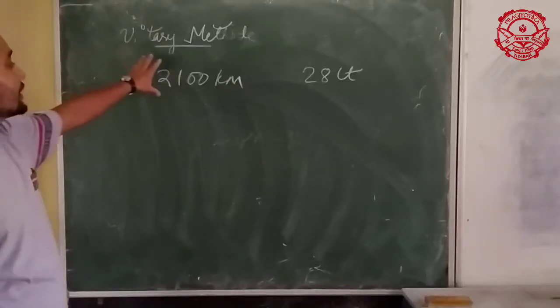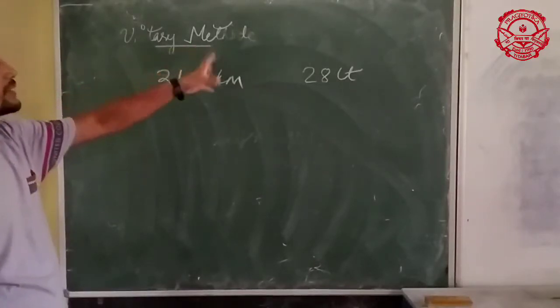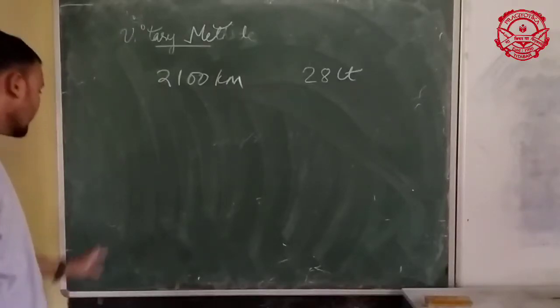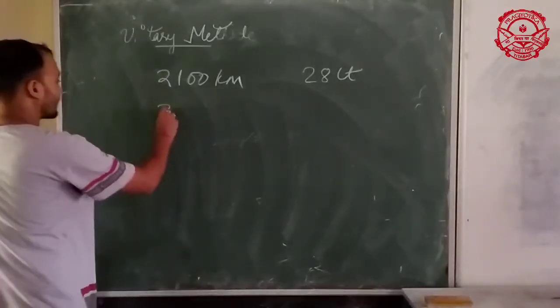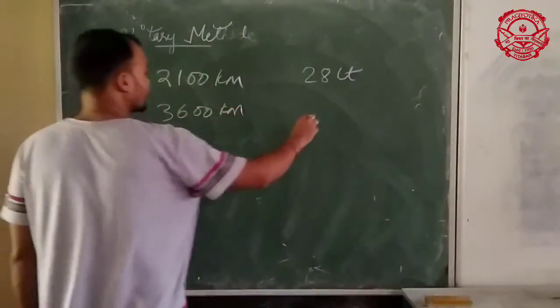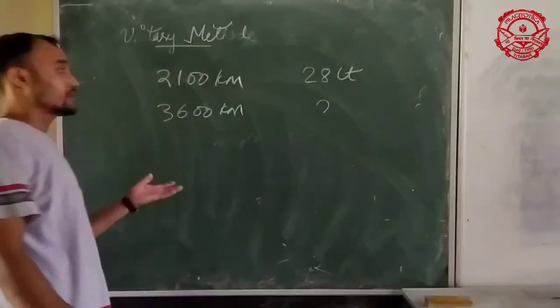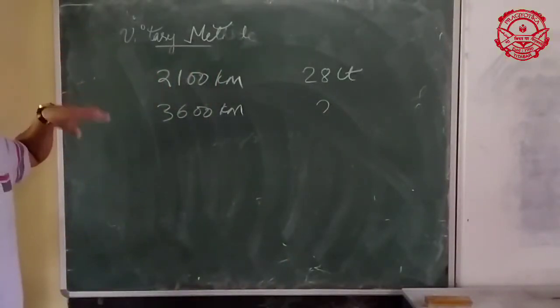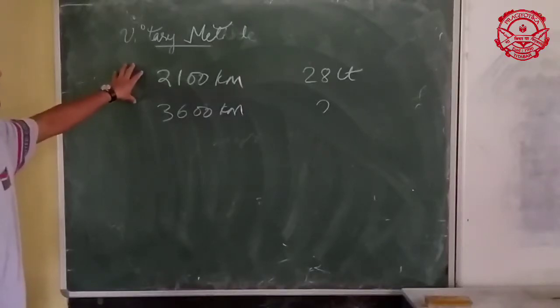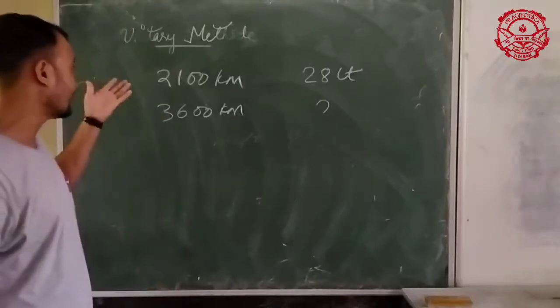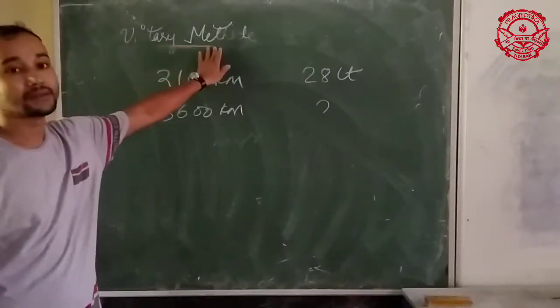Okay, 2100 kilometer, the person required 28 liter. Now the question is asking how much petrol he will need to cover 3600 kilometer. 3600 kilometer. So how much? See, if this question would have asked in this one, our proportion, then we have done ratio of distance to ratio of petrol. But now it is specific about unitary method.